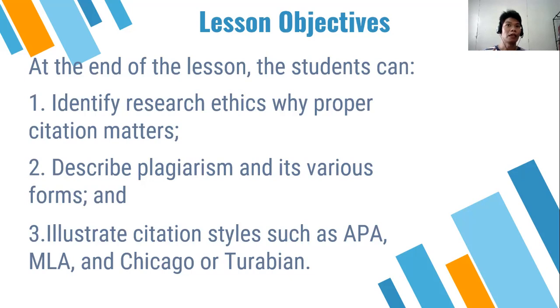So in our case, we use APA or the American Psychological Association, but I'll just discuss MLA and Chicago Turabian so that you'll have an idea what the other citation styles in research are. But in our case, we usually use APA, right?